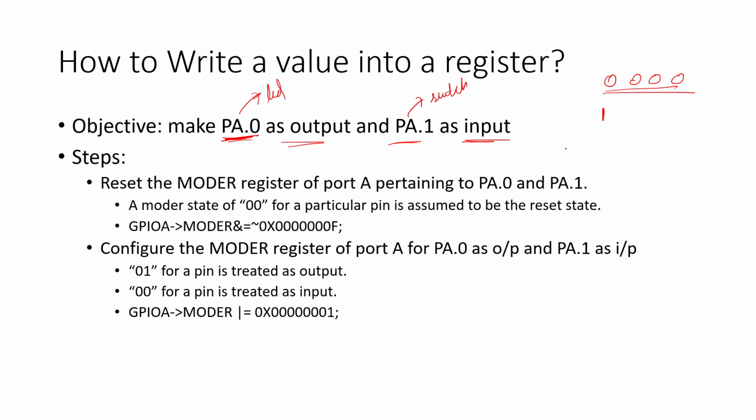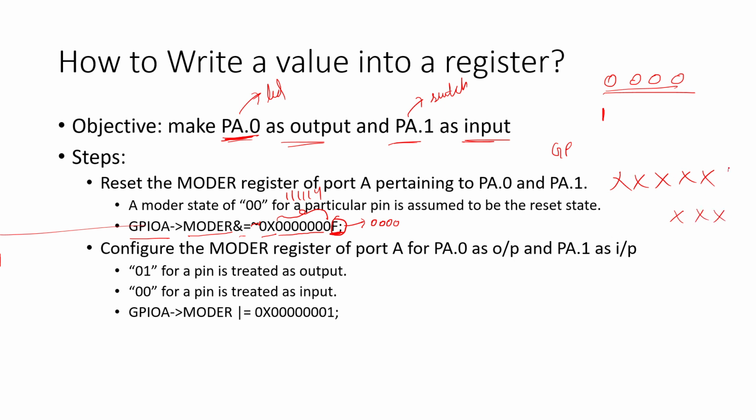For that, let's say GPIO A arrow MODER AND assigned with negation of 0x0000000F. What does it mean? If you are using negation, all these will become ones, and the only bits which are actually one will become zeros. If you make an AND operation with it, for example, if the existing values were some don't cares, all don't cares, and the last 4 bits are also don't cares.